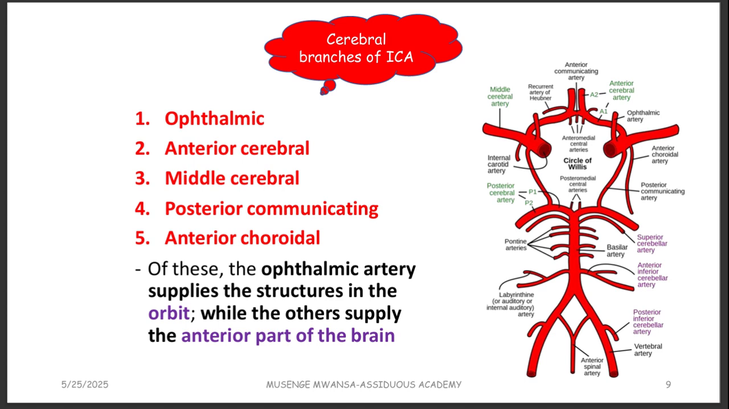So these are the five branches which will be supplying the anterior part of the brain. Now, all the branches except the ophthalmic, which is supplying the orbit. The rest of the parts will supply the anterior part of the brain. Okay, so that is the cerebral branches of the internal carotid. Hope we are okay with that one.